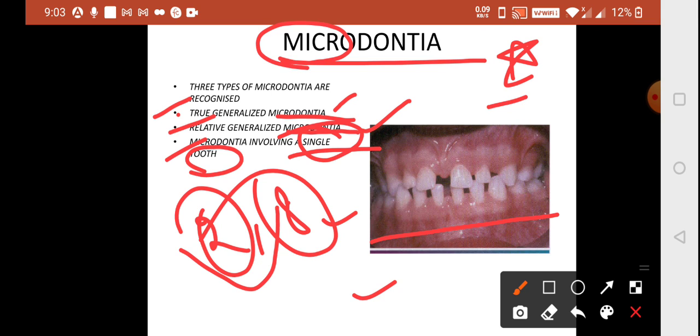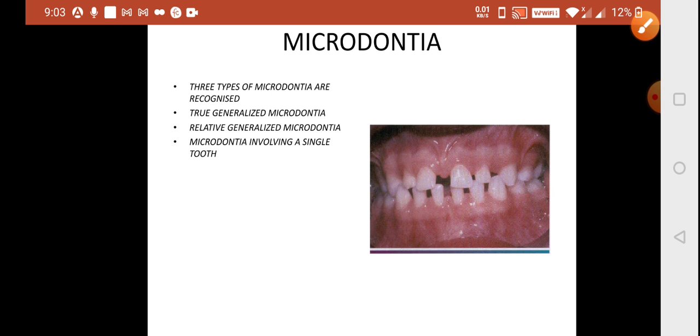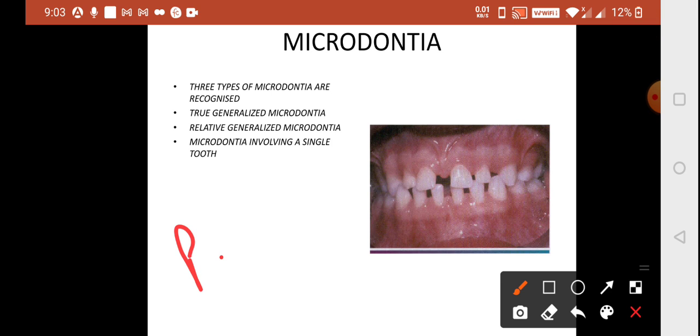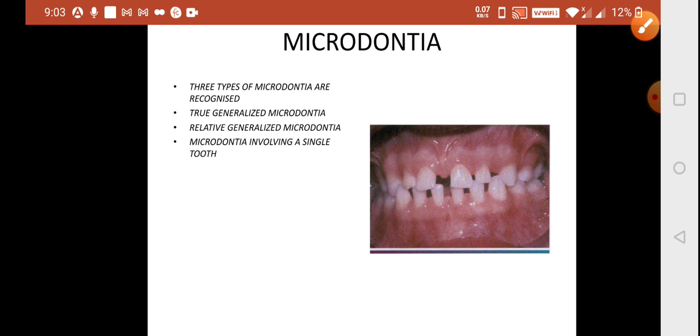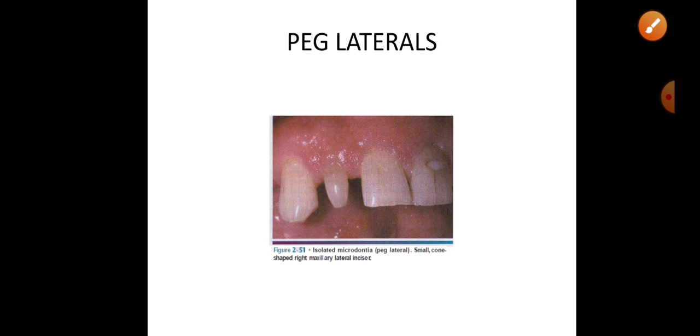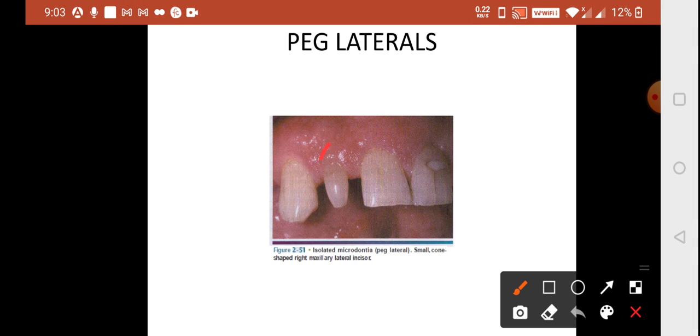And whenever there is microdontia involving a single tooth, that is known as peg laterals. They can directly give you a picture in the exam and ask which thing this picture signifies, and you will see that there is a lateral incisor that is smaller in size, and you can very easily remember that this is peg laterals. Like you can easily appreciate here, this is a lateral incisor that is smaller in size, so it is a microdontia involving a single tooth by the name of peg laterals.